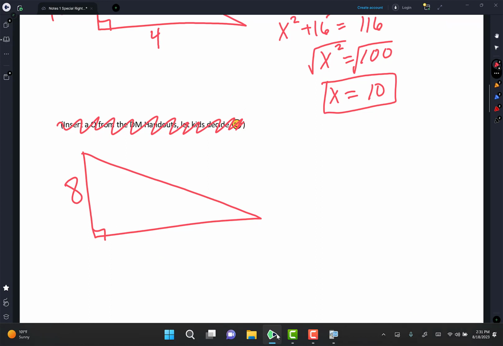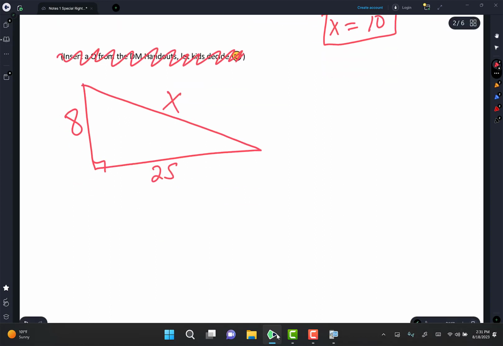Let's give the 25 here and the x here. So it's going to be big. All right. I don't know how it's going to come out. We'll find out right now. So let's try it out. I want to figure out what x is. That's the longest side. A squared plus b squared equals c squared. My c is that x there. So 8 squared plus 25 squared equals x squared.